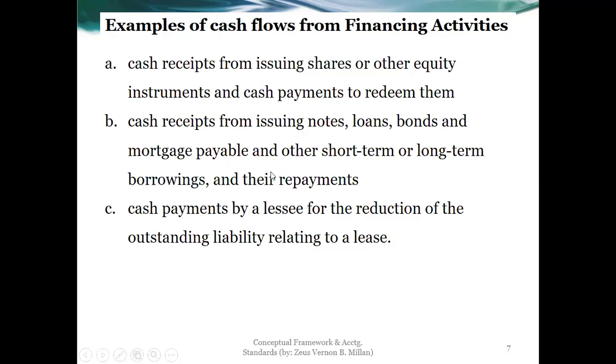Now, for notes, that is with the evidence of promissory notes. A loan is normally made from a financial institution. Although we can sometimes refer to that as a loan or note, some are just subclassified anyway. So if we say note, that could be from any other entity other than a financial institution like a bank that we borrowed money from. In case we borrowed money from the bank, that's loan payable or loans payable.